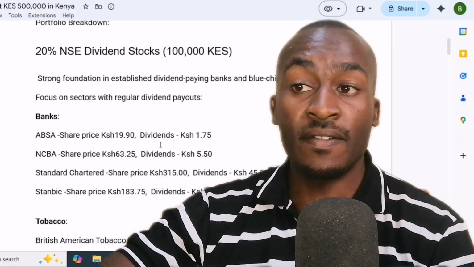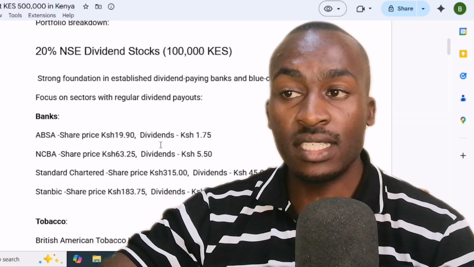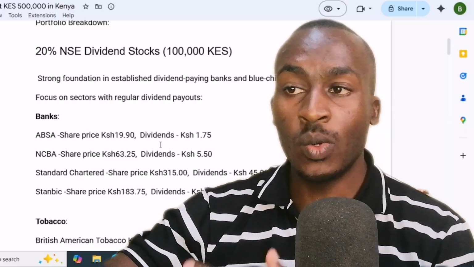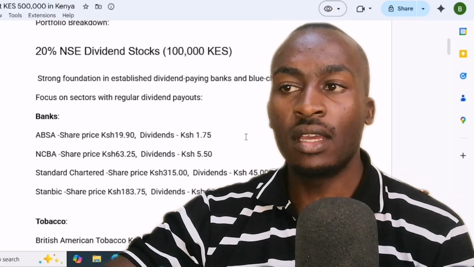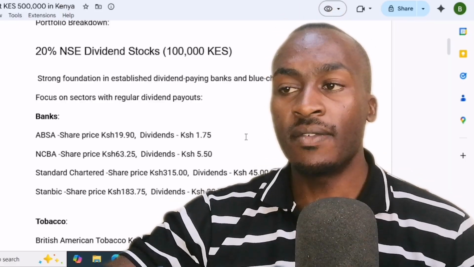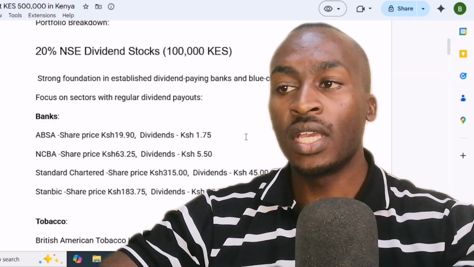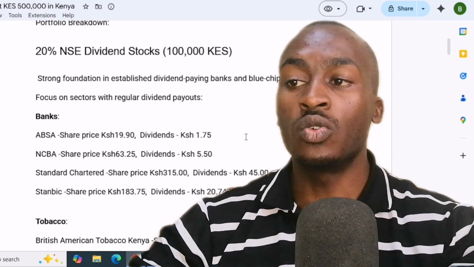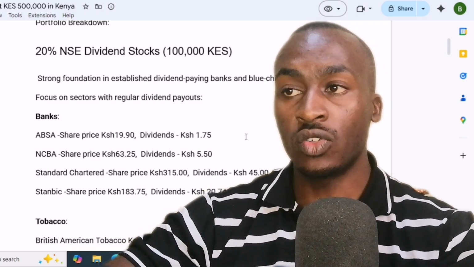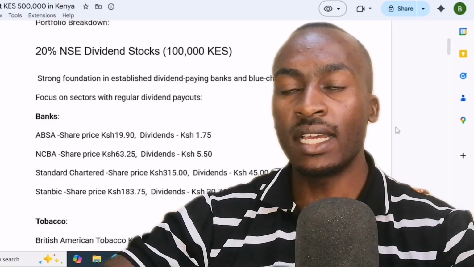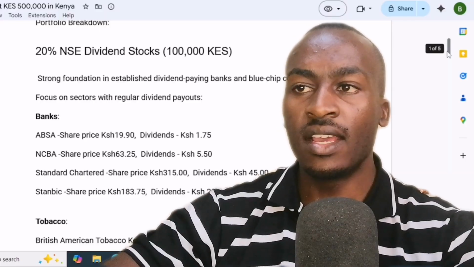And you can also invest in ABSA, which is currently going for 19 shillings 90 cents. For 100 shares, you will need around 2,000 Kenya shillings. And with 100 shares of ABSA, your dividends will be around 175 Kenya shillings. So you can choose which of these shares you want to invest in. Just choose some shares that you find attractive and do some research on these companies if you want to invest in the NSE stock market in order to gain some dividends. So we're going to put 100,000 in NSE stock.